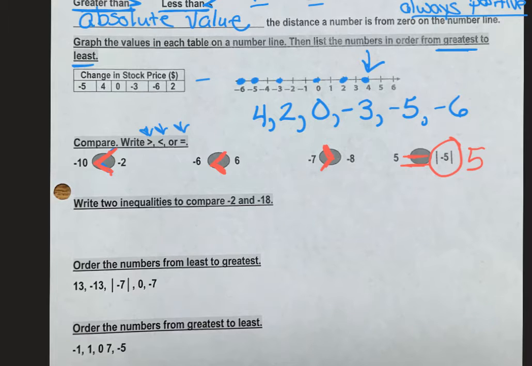Okay. The next set of directions say to write two inequalities to compare a -2 and a -18. Okay. So I could say a -2 is greater than a -18. That's one way to say it, right? Or I could start with a -18 and then I would have to use which symbol? Less than a -2. So if you start with the -2, you have to say greater than, and if you start with the -18, you'd have to say less than, right?